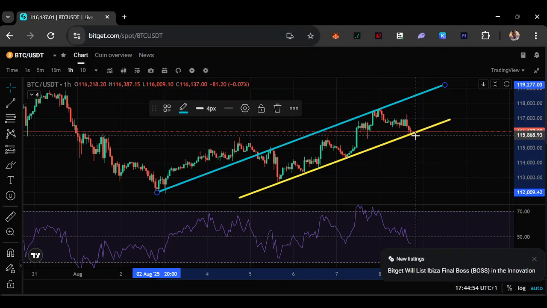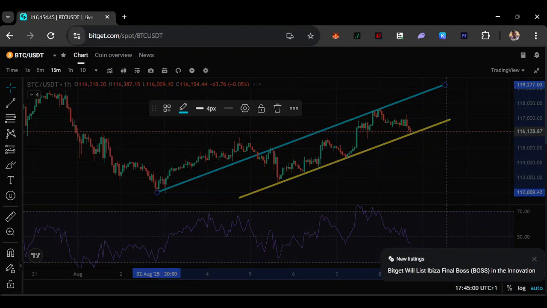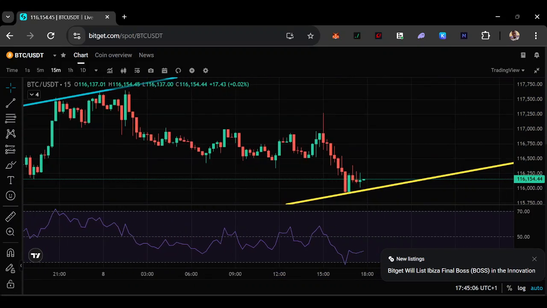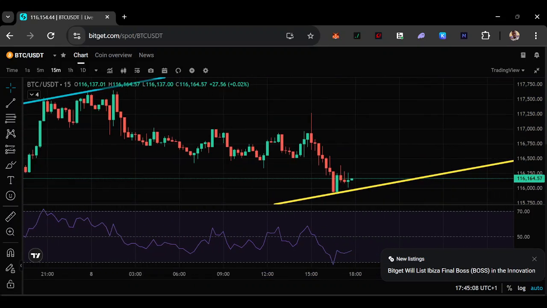But before you go and open a buy position, you need to understand something. Let's go down to an even lower time frame. Let's go back to the 15 minutes chart. Now, on this 15 minutes chart, you see what's happening here. Please, there's something you need to understand.